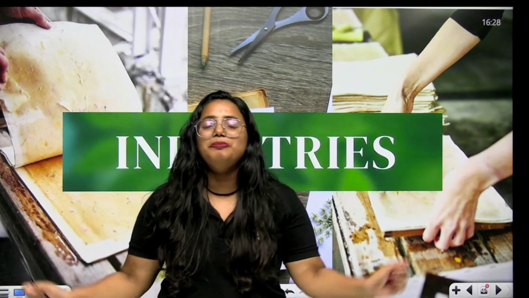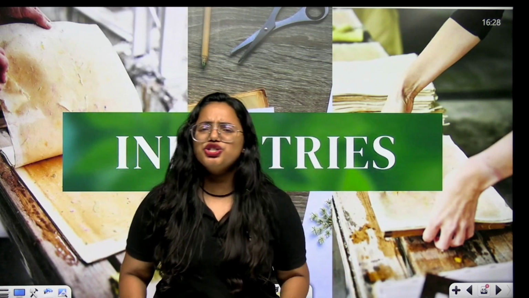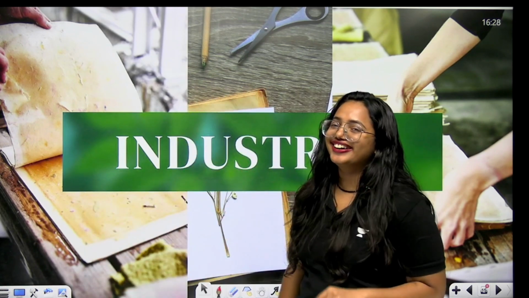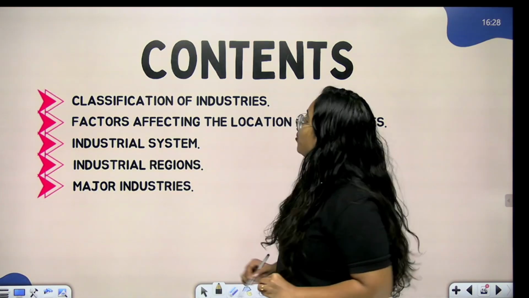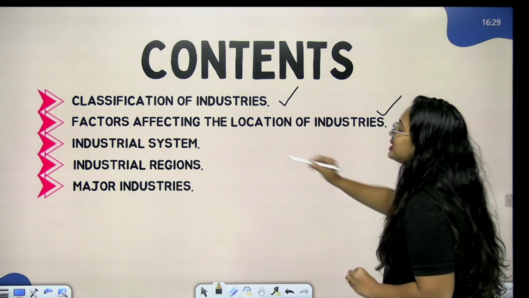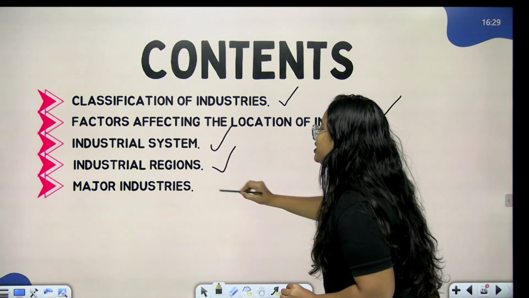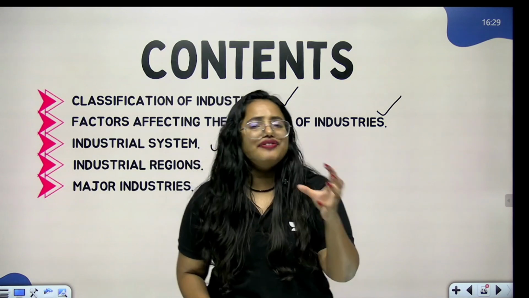Not only that, please have a notebook and a pen along with you so you can note down the important points as we are going to discuss multiple concepts today. So without much ado, let's get into the contents here. So these are the various topics that we will learn today. So we are going to start off with the classification of industries, factors affecting location of industries, industrial system, industrial regions, and finally major industries. So these are the main things that we will learn today.